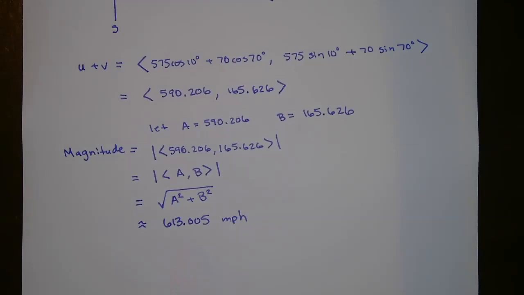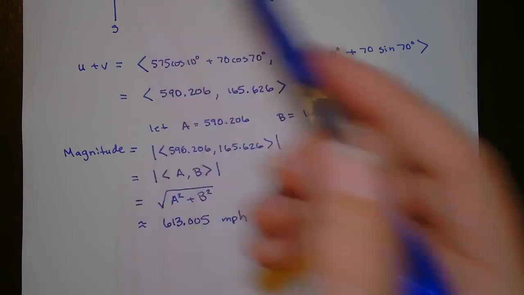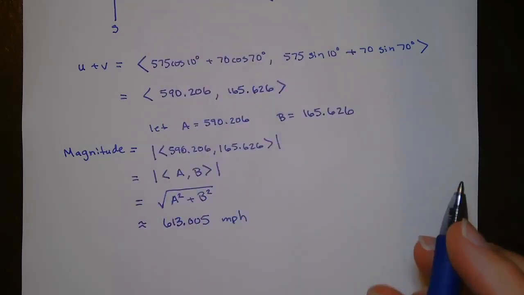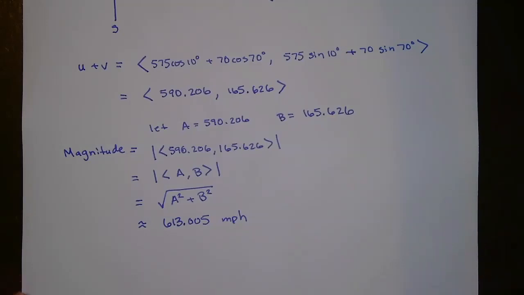Now what's the new direction? It's going to be a little bit more than 10 degrees now, but it's going to be less than the 70 degrees for sure. Now it's in the first quadrant, and remember, we did this. So I'm going to do direction angle. Let's do that next.